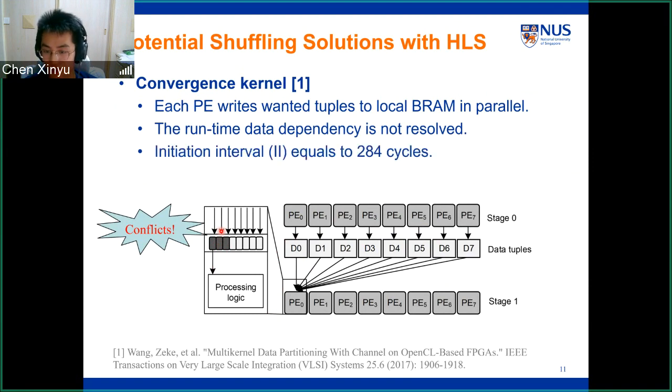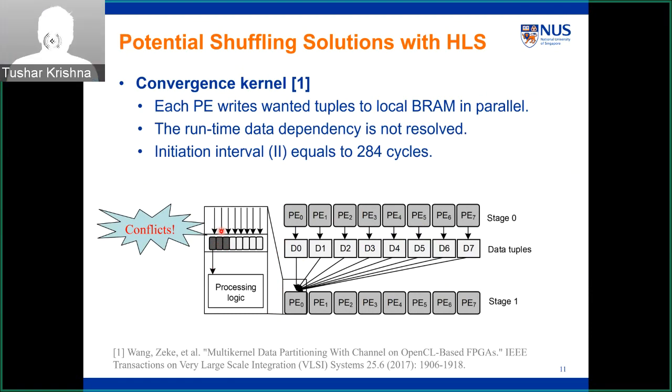Xinyu, I had a question. Actually, I have two questions. The first is, suppose you were running this on an ASIC and you actually had a separate shuffle network. Do you think that would have made this problem go away, or would it have made this more efficient?